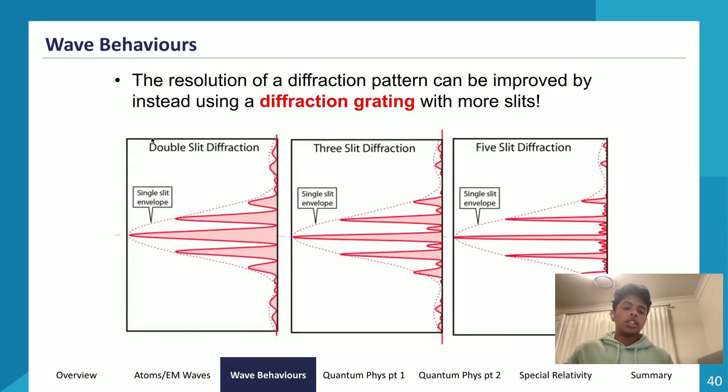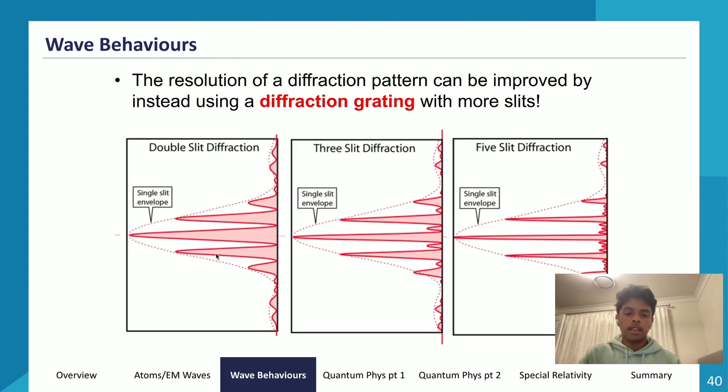Now let's look at the resolution of the diffraction pattern that we produce. So we have double slit diffraction, which is what we looked at for Young's double slit experiment. The more slits that we use, the more resolution that we get. So double slit diffraction looks like this.